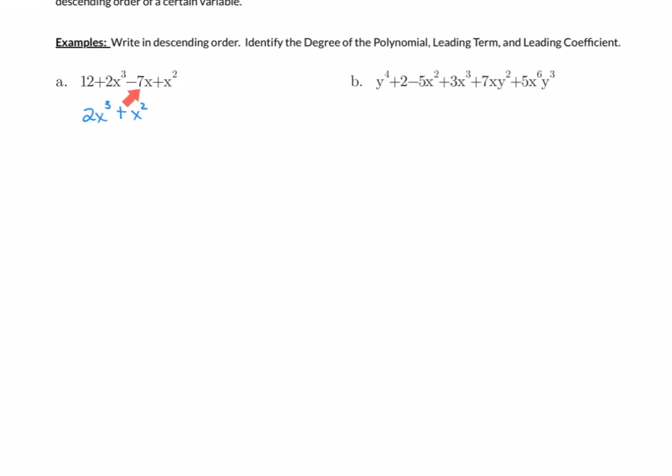We get minus 7x. That's my next highest exponent. Do you know what the exponent is if there is no exponent? It is 1. And my last term is always going to be my constant term, the 12. 12 has a degree of 0. So if we look at our exponents, are they in descending order? We have 3, 2, 1, 0.